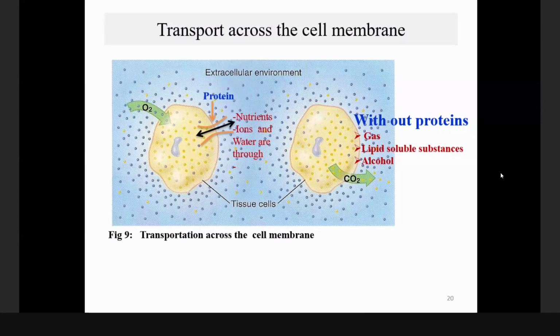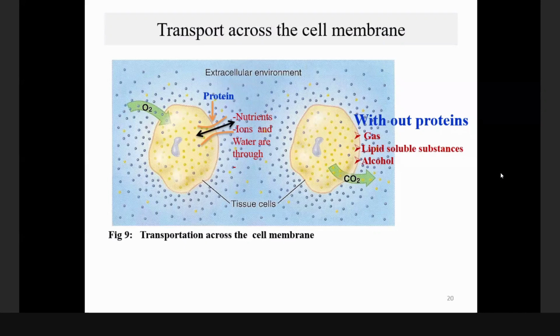Otherwise, if nutrients like glucose, amino acids, ions, water, and so on need to enter the cell or leave the cell, proteins will be there. So the transportation process can be with no protein, that is through the lipid bilayer, or through proteins. So it is good to know which substances enter or leave the cell with no protein, and which substances need to enter or leave the cell through proteins. It is good to know that.